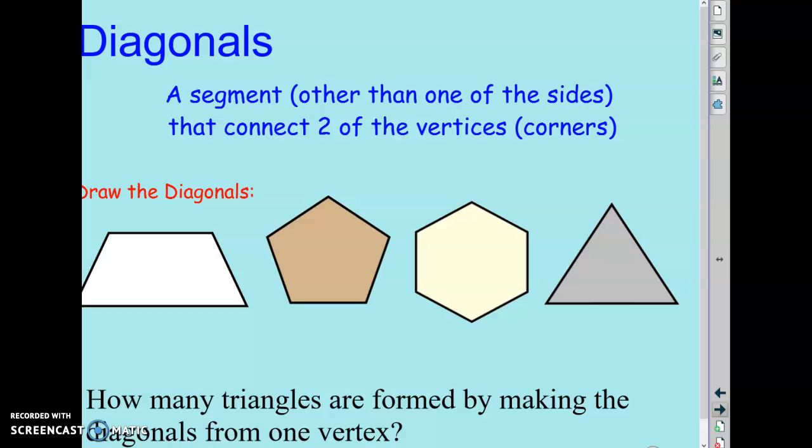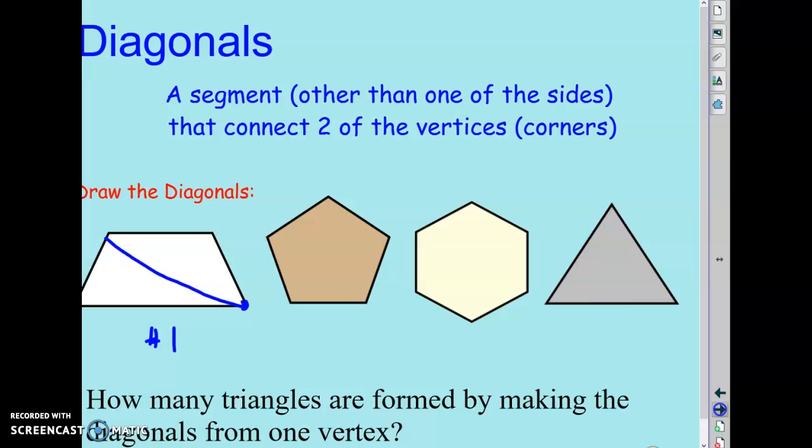The final thing are diagonals. You might want to write this down. A diagonal is a segment that is not a side that connects two of the vertices, or corners, together. If I look at this first shape right here, I'm going to call this shape number 1. A diagonal could be from this vertex to this vertex. I cannot go here, that's not a diagonal because it's along a side.